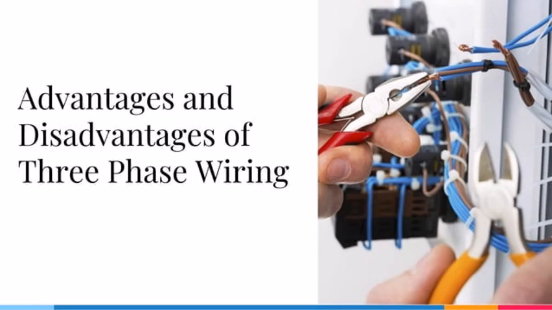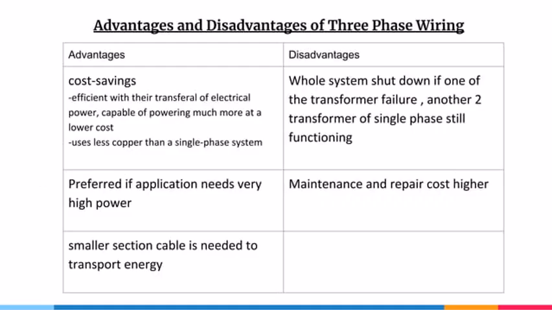Next is about the advantages and disadvantages of three-phase. The advantages of three-phase wiring are cost saving, and it is preferred if the application needs varying high power, and a smaller section cable is needed to transport energy. Whereas the disadvantages are a whole system shutdown if one of the transformers fails, while in single-phase the other two transformers are still functioning, and maintenance and repair costs are higher.